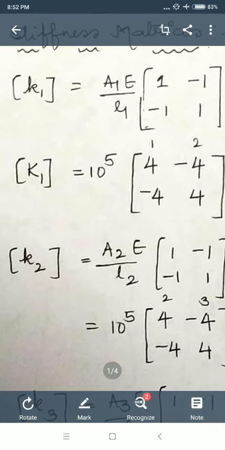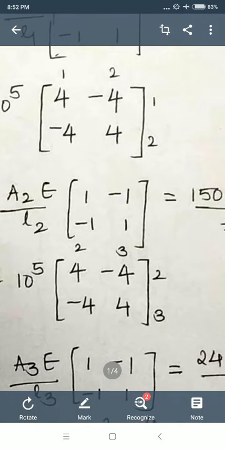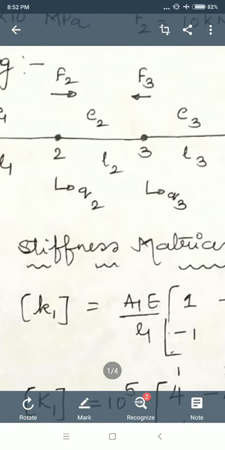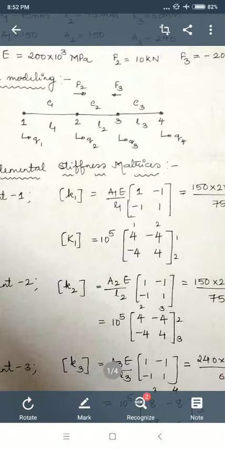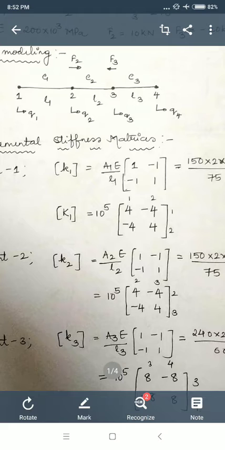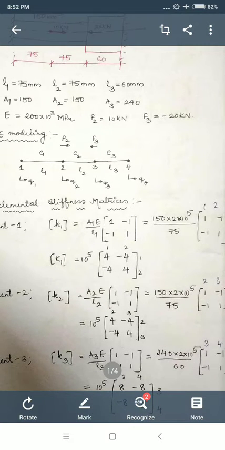For element number 2, that is in stiffness matrix 2, K2, I have taken as row and column numbers 2, 3. Because in the line diagram, we can see that for element number 2, nodes are 2 and 3. Similarly, for element number 3, nodes are 3 and 4. So, row and column numbers are 3 and 4. You can see in the K3 stiffness matrix for element number 3. Like this, we have to find stiffness matrix for all 3 elements.